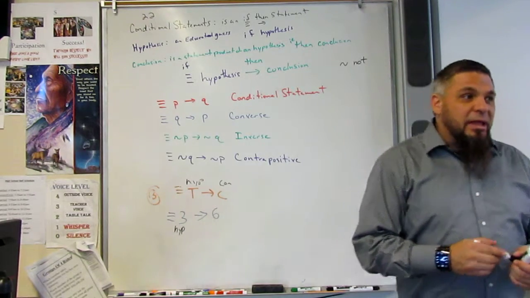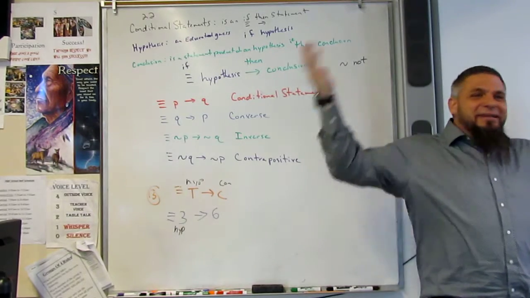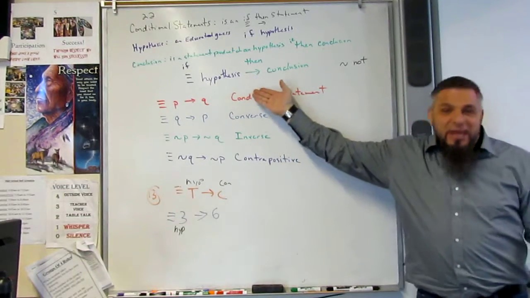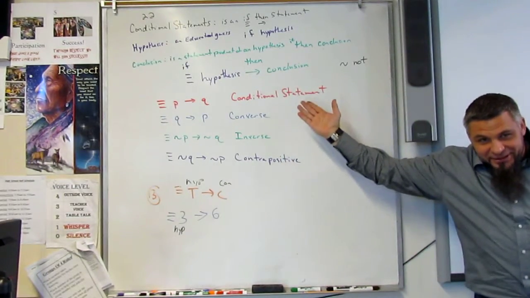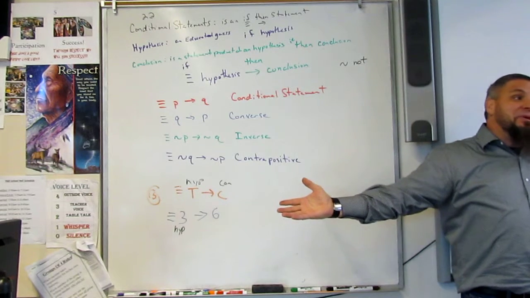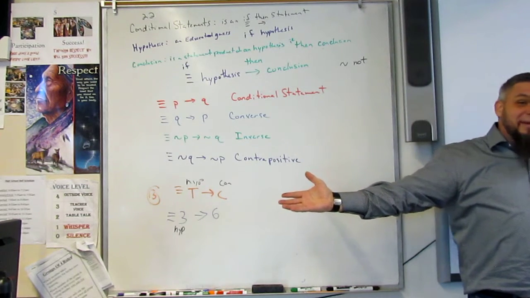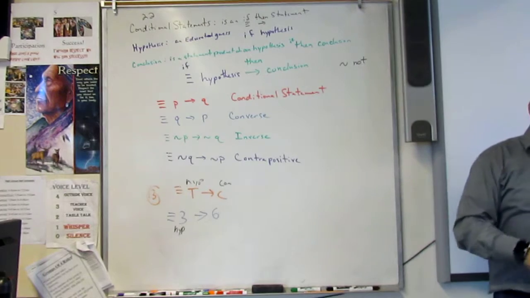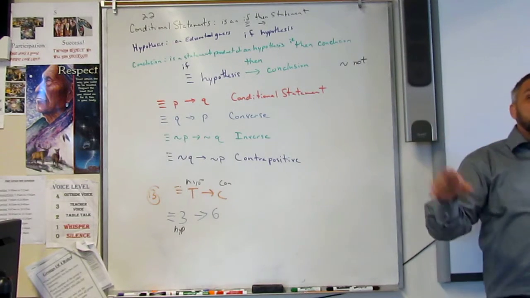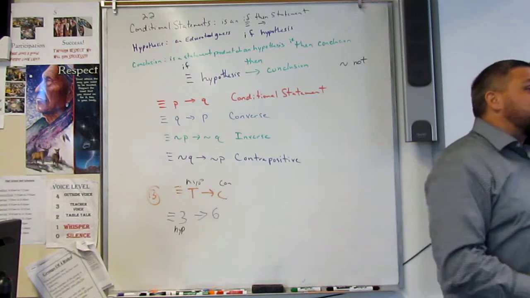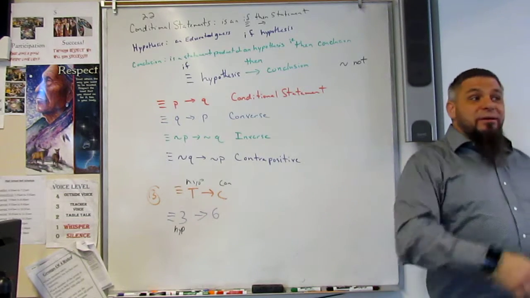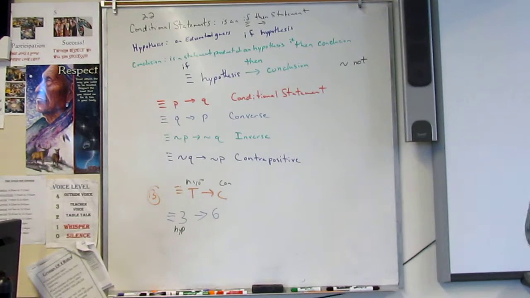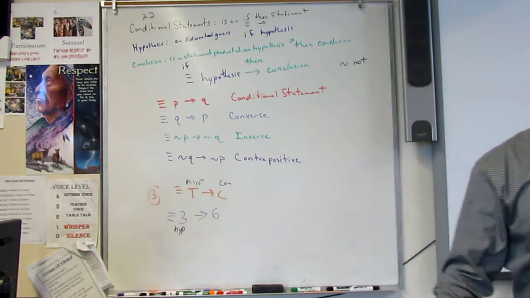It's after if. That's it. If hypothesis, then conclusion. It's not a mystery, people. Don't make this hard. This is as easy as it's going to get ever in your entire life. Every time you see an if, it's followed by a hypothesis. Every time you see a then, it's followed by a conclusion. That's it. Ta-da! Now, we can mix it up. We could switch some things around, but that's it.